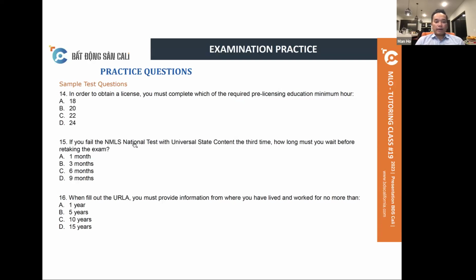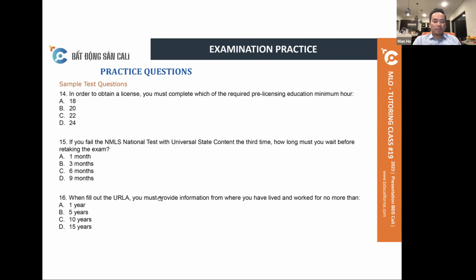If you fail the NMLS national test with universal state content the third time, how long must you wait before retaking the exam? So you failed the first test. The national test with universal state content covers the 18 hours of nationwide material and then 2 or 3 hours of your state. If you fail the third time, how long do you have to wait? Is it 1 month, 3 months, 6 months, or 9 months? I see somebody answered here. That's great. I love that.